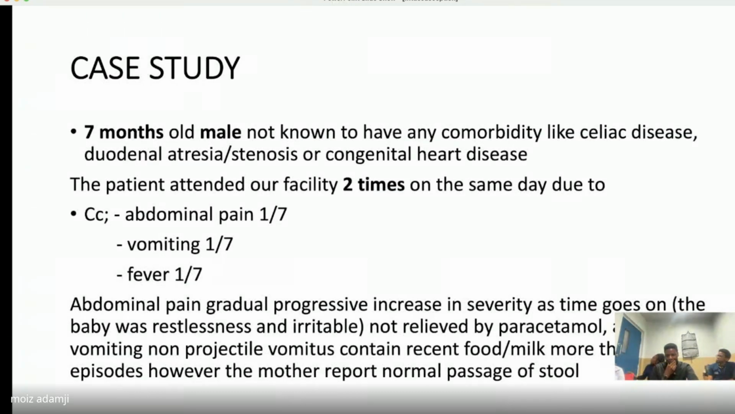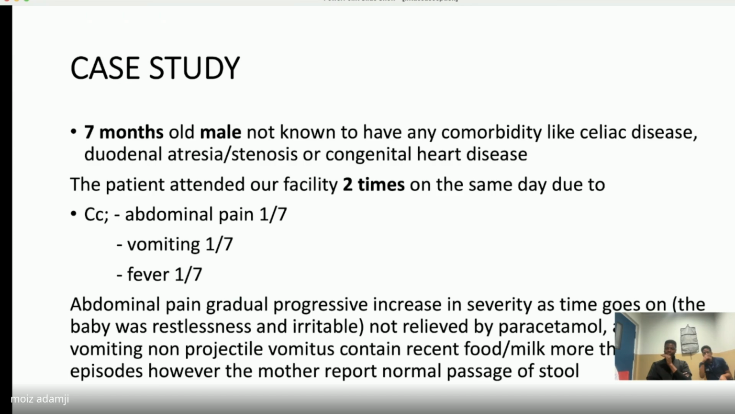So why I chose this case, because we had a patient here. We had a patient in our facility about 1 week ago. This patient was a 7-month-old male, not known to have any comorbidity. The patient attended our facility 2 times on the same day with a chief complaint of abdominal pain, vomiting, and fever for 1 day. The pain was gradual, progressive, increasing in severity.